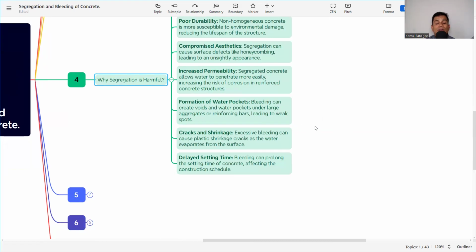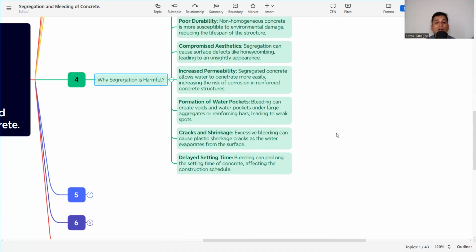Then formation of water pockets. क्या होता है? ब्लीडिंग हो गया तो it creates water pockets and voids. So what will happen under large aggregate and reinforcement, leading to weak spots, कि आपके कंक्रीट के अंदर एक वॉइड create हो गया. So concrete will not get the strength and this void will be a weak zone and again this is a durability concern.